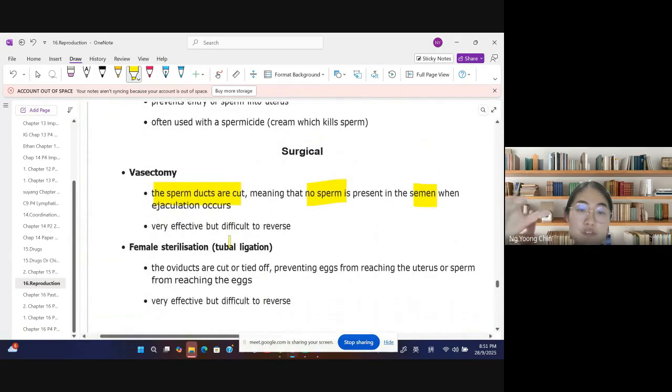And then if a male wants to do vasectomy, he needs to think very carefully, because it's a permanent procedure. It is difficult to reverse, which means that if you cut your sperm duct, you will forever lose the function of the sperm duct. You will become infertile for your whole life if you undergo this vasectomy.